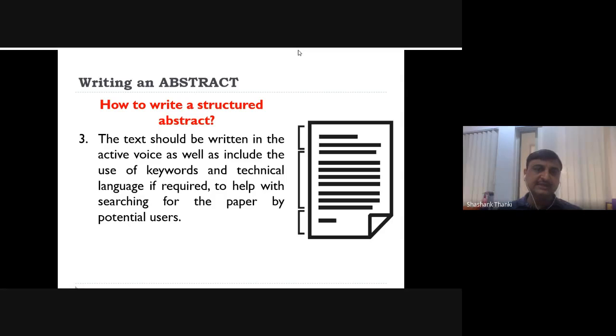A few recommendations: the text should be written in the active voice. It is being used widely. Yes, we should have good keywords. And when I say selection of keywords, that is very important, because keywords will help you to improve your citations. Let us say I'm working in a particular area, I will always type that particular keyword in Google Scholar, and if your abstract has that keyword, it will pop up. So the selection of appropriate keywords is very important, because it will help the searching of that paper.